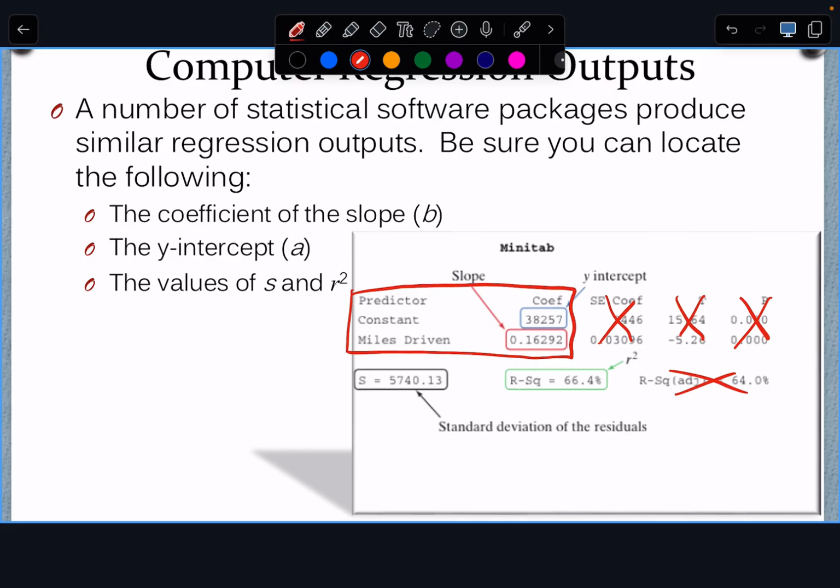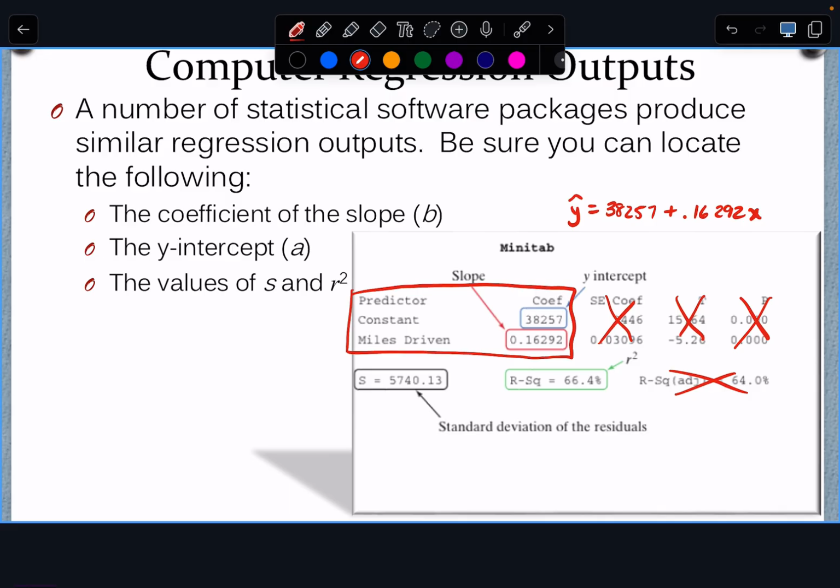So from this regression output, I can write my regression line with my y-intercept at 38,257 and my slope 0.16292 times x. So I'm pulling those two pieces of information out and placing them into my regression line. So using the formula, using the calculator, the lin-reg function, or using these computer outputs, you need to be able to generate regression lines from any of those three methods.